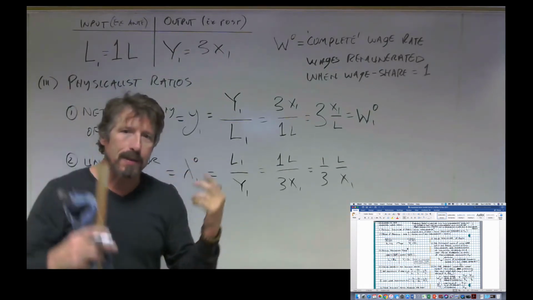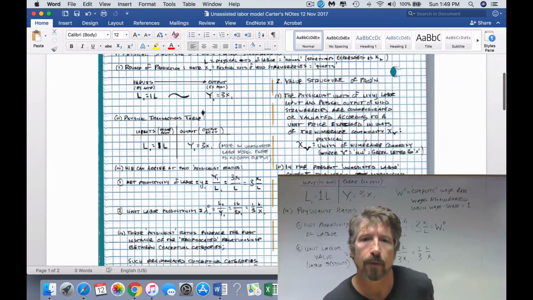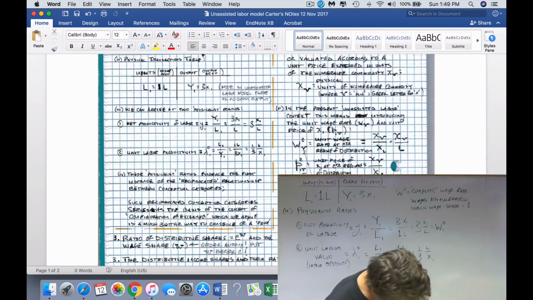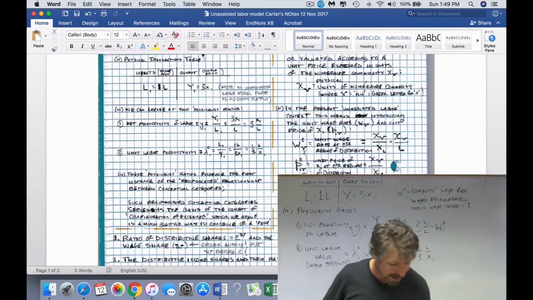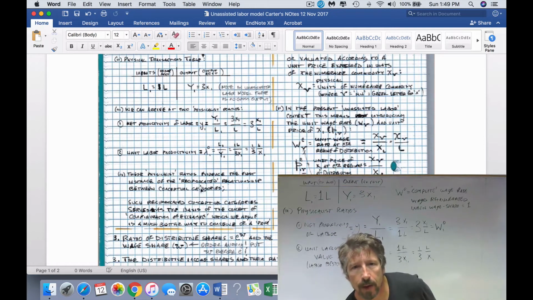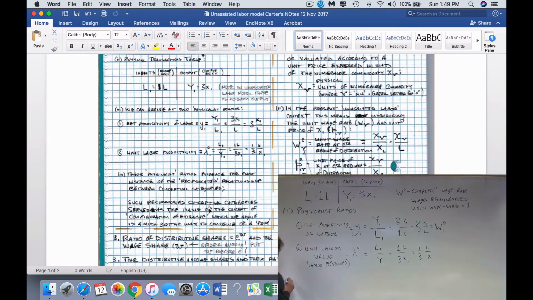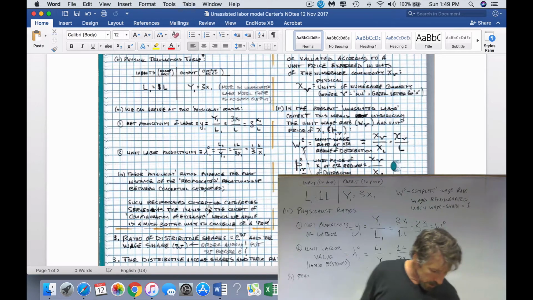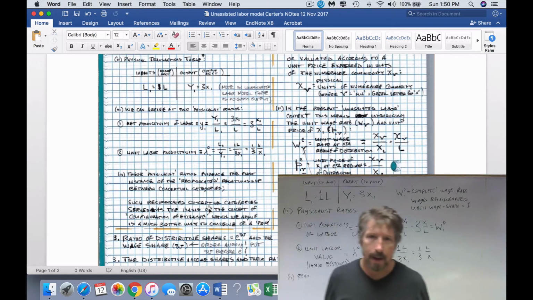Let me pull it up here. I'll read you paragraph 4. It says here, these physicalist ratios evidence the first instance of the reciprocated relationship between conceptual categories.